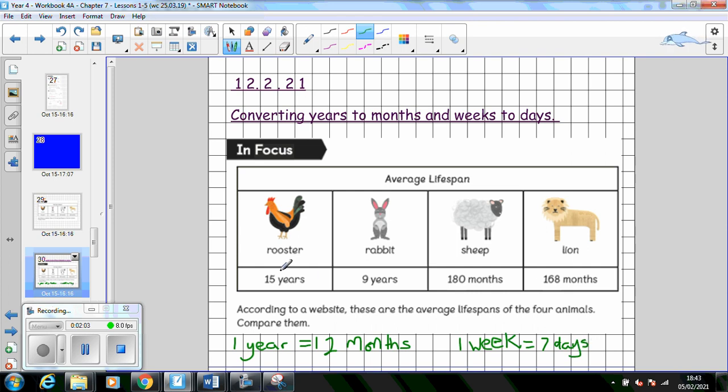Okay, so if a rooster lives for 15 years, we need to multiply our 15 by 12. You can pause the video now while you journal your ideas, and then we'll have a look at the Let's Learn.